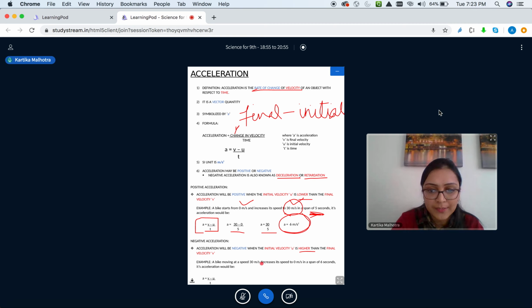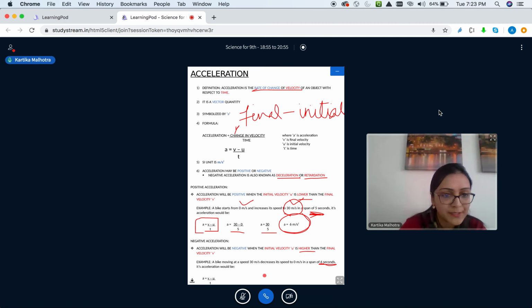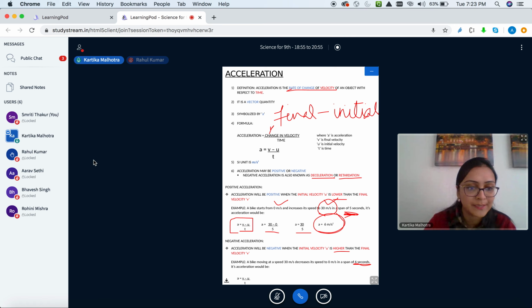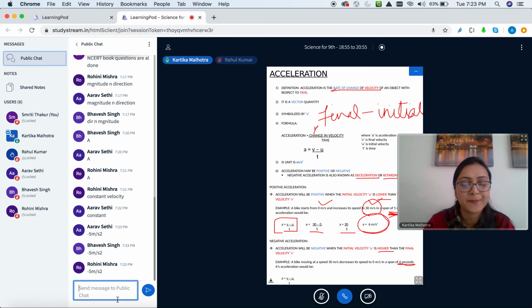Similarly, can you guys do this quick numerical for negative acceleration, where the bike is moving at 30 meters per second and decreases its speed to 0 meters per second in a span of 6 seconds. That's your time. I'm already seeing some answers. Yes, Rahul is raising his hand again. Yes, Rahul? Ma'am, minus 5 meters per second square. Perfect. I see everyone saying minus 5 meters per second square. That's right, guys.